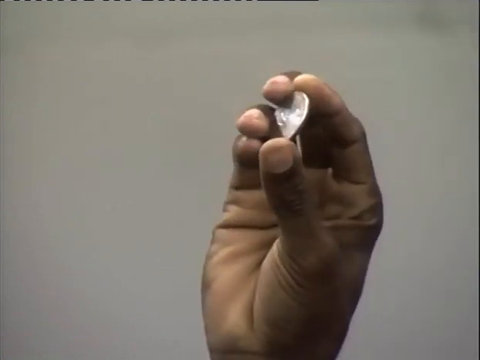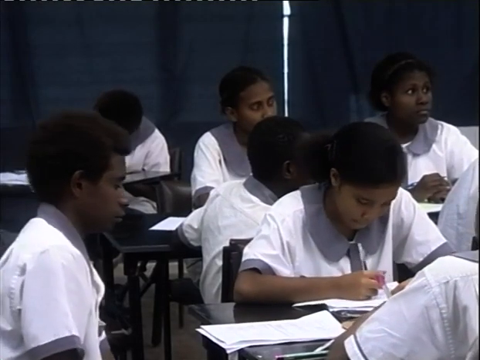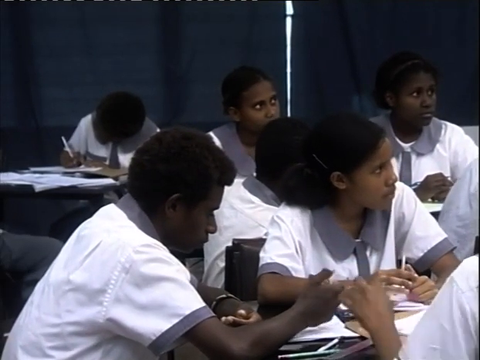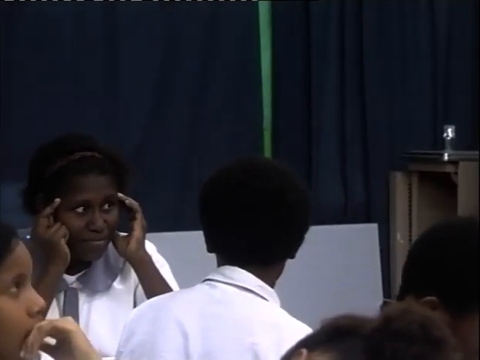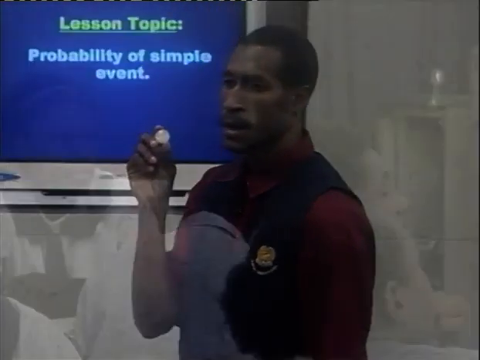Now, here on my hand, I have a coin. This coin has two sides. Can you describe which side of this coin is a head and which side is a tail? Receiving students, can you tell your teacher which side of the coin is the head and tail? One side of the coin is head and the other side of the coin is called the tail. But which side?